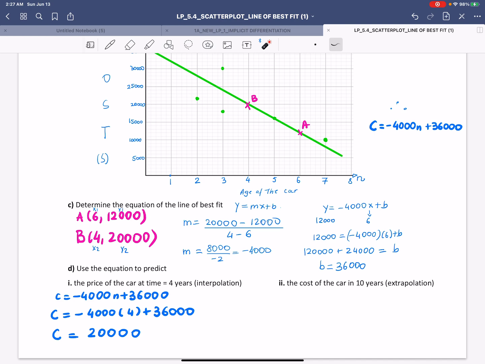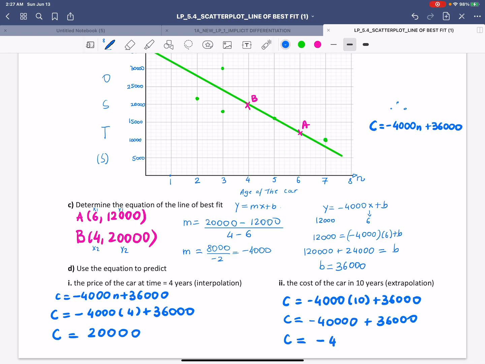The cost of the car in 10 years would be negative 4,000 times 10 plus 36,000. So that would be negative 40,000 plus 36,000. What is going on here? So we got a negative value. What do you think this means?